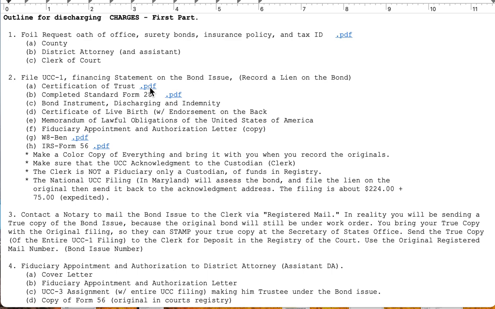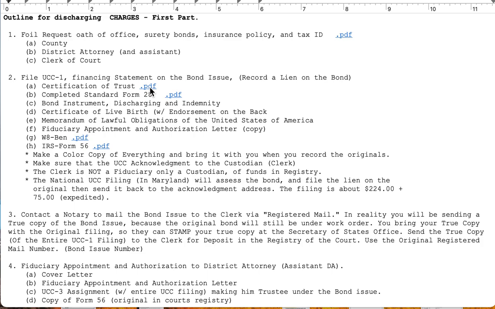So he's going to execute those authoritative documents that are going to be all in the presentment with the bond issue. I keep using this term, the bond issue, because the bond issue is actually the surety bond that's being presented, the Form 56, the certification of trust, the W8BEN, all of the documents, including the assignment documents and everything that the custodian, which is the clerk of court, and the trustee of the bond, or the fiduciary, which is the district attorney, all of these documents put together is the bond issue.